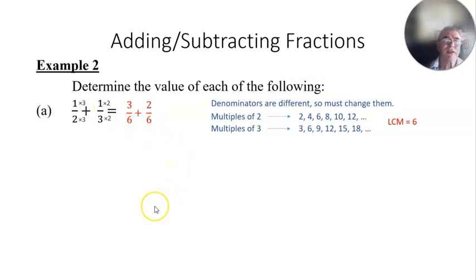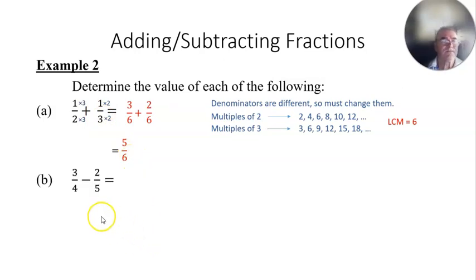So we now have fractions there that have the same denominator. So 3/6 plus 2/6, simply add the numerators now. 3 plus 2 is 5, so we get 5/6. Again, your calculators will do all of that for you and get to that simplest answer straight away.